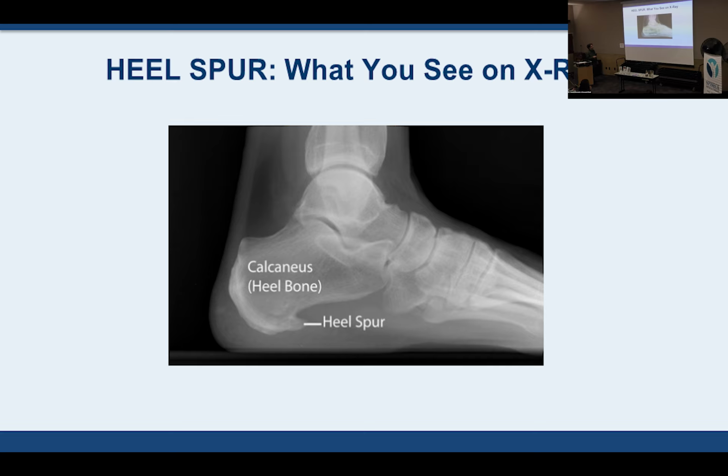So here we have the plantar heel spur on the bottom of the foot. Up here, sometimes we have a posterior heel spur on the heel bone right over there. The posterior heel spur attaches to the tendon in the back of the foot, which we'll talk about a little bit later as well.